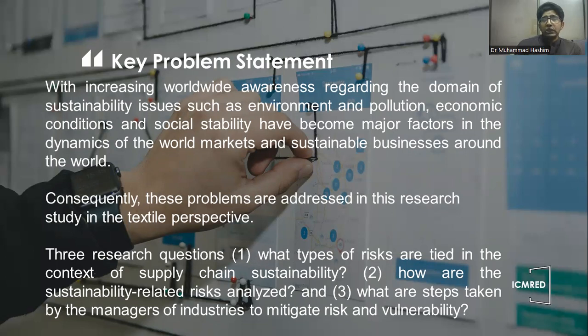On the basis of these discussions, in this study we raise three basic questions to address. The first is, what types of risks are tied to the context of supply chain sustainability? How are the sustainability related risks analyzed? What are the steps taken by managers of industries to mitigate risk and vulnerability?